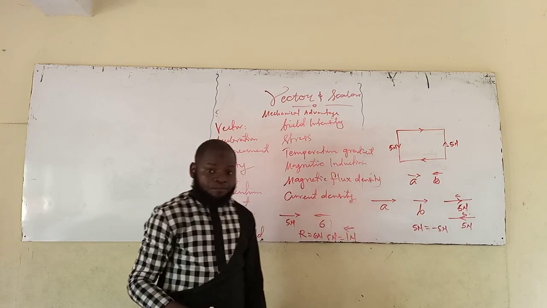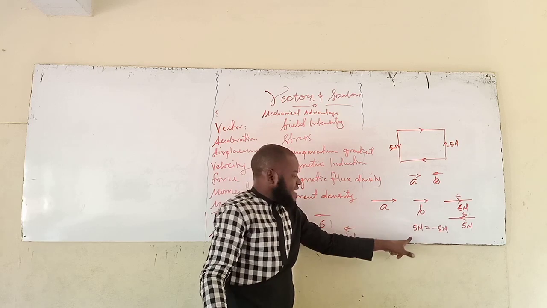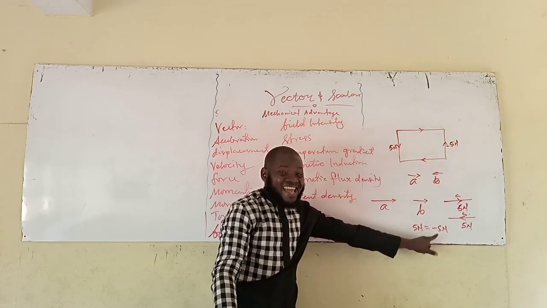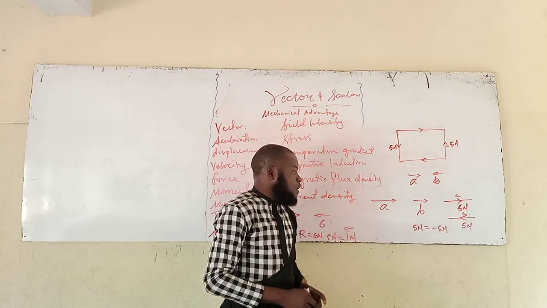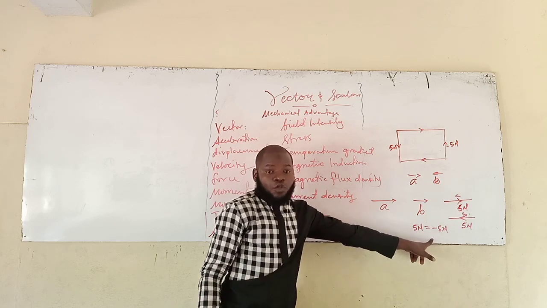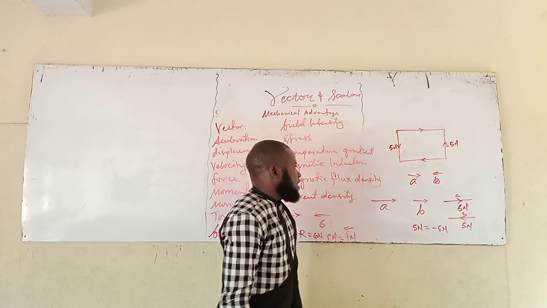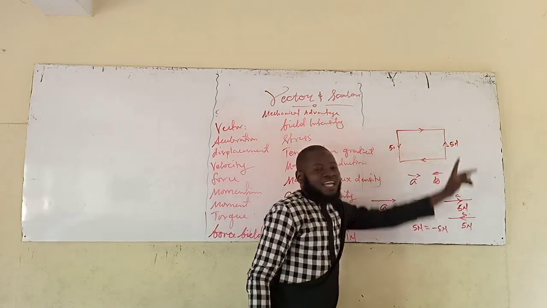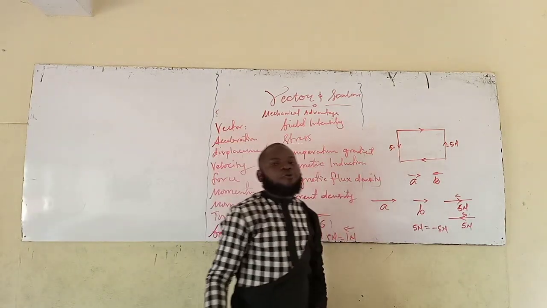Is that taken up? Because of direction. They are equal in magnitude but opposite in direction. This negative is telling you that they are not of the same direction. For them to be of the same direction, this negative will not be there. Are we together? So that should be the case now. This and this are facing opposite direction. This and this are also facing opposite direction. Just always look out for the arrow.